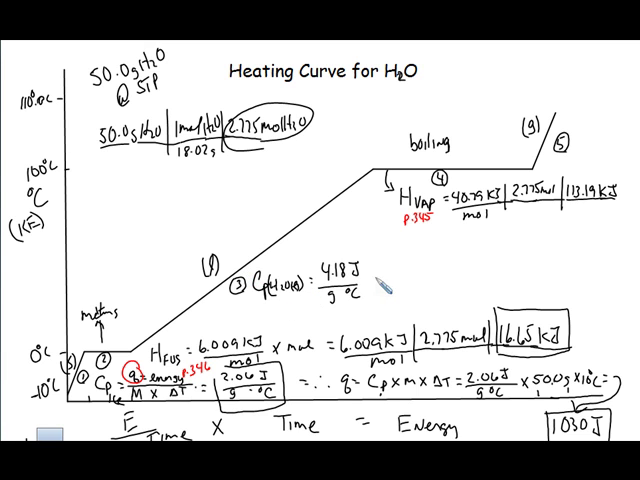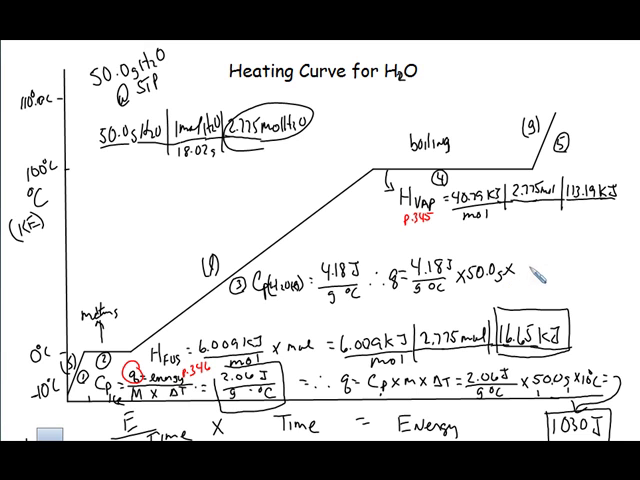Okay. So again, same thing. The energy is going to equal the specific heat, 4.18 joules per gram degree Celsius, multiplied by the same 50 grams, right?